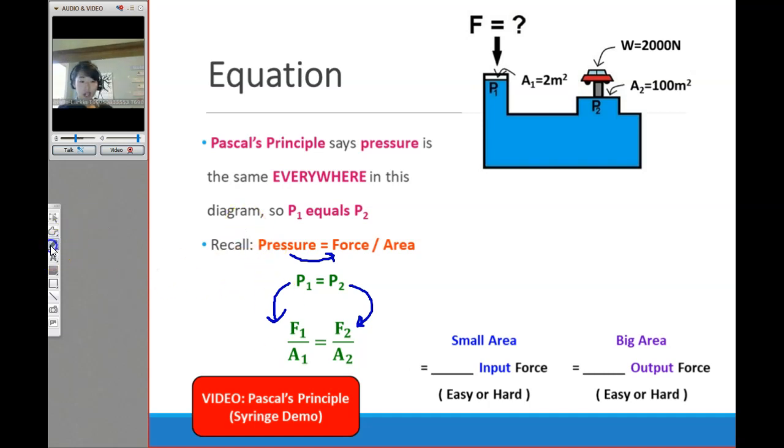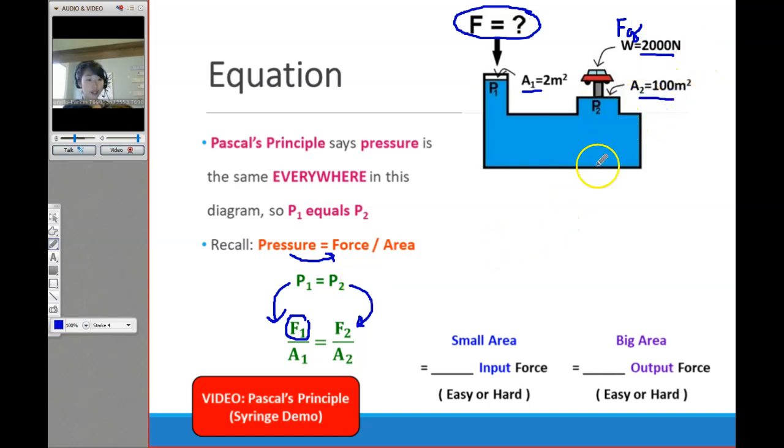Over here, what we're trying to figure out is the force that we need to apply on side 1. So F1 is what we're trying to figure out. But we do actually know all the other information here. We know the area of side 1. We know the force of side 2. Weight is the same thing as force due to gravity, so we know the force due to gravity of the car. Hi, Andres. And we also know the area of the second side as well.